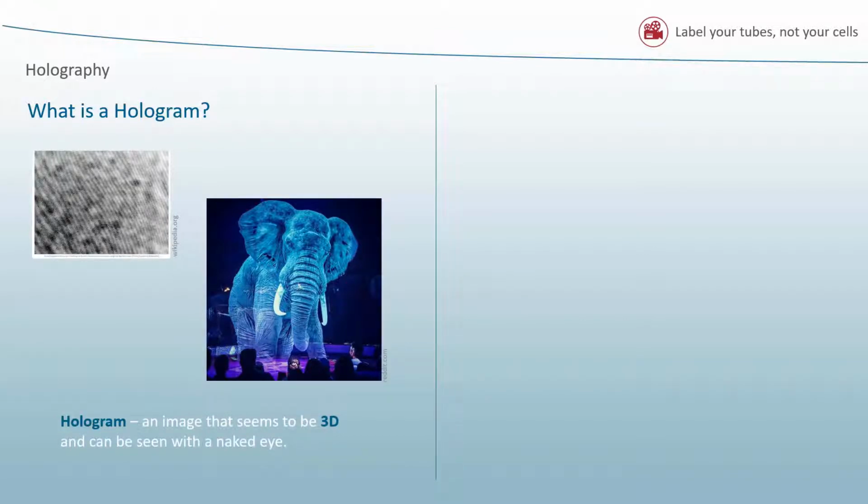And that makes it possible, for example, when you have a look at this picture, that's a German circus which is using holography in their show. To me, that elephant looks pretty real. So, how is a hologram created?